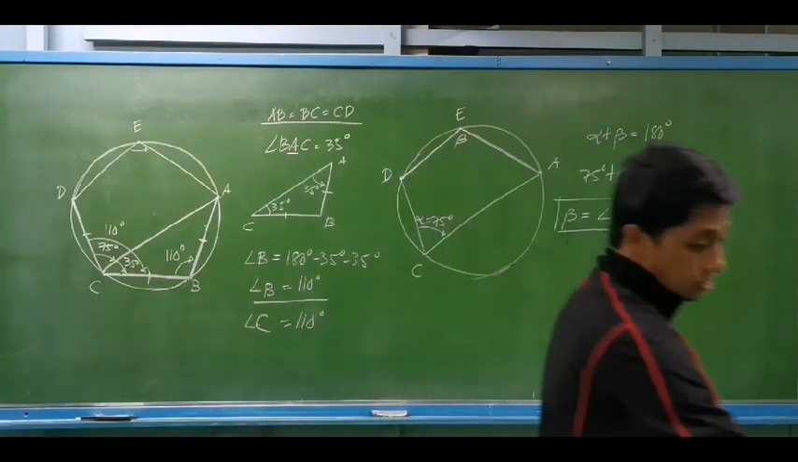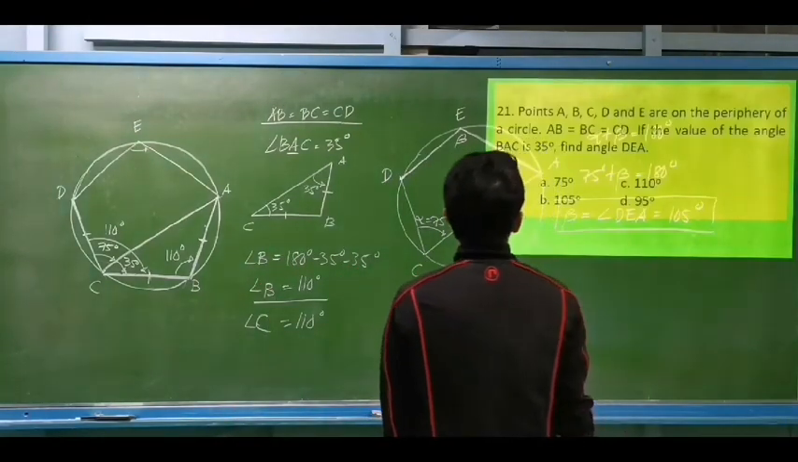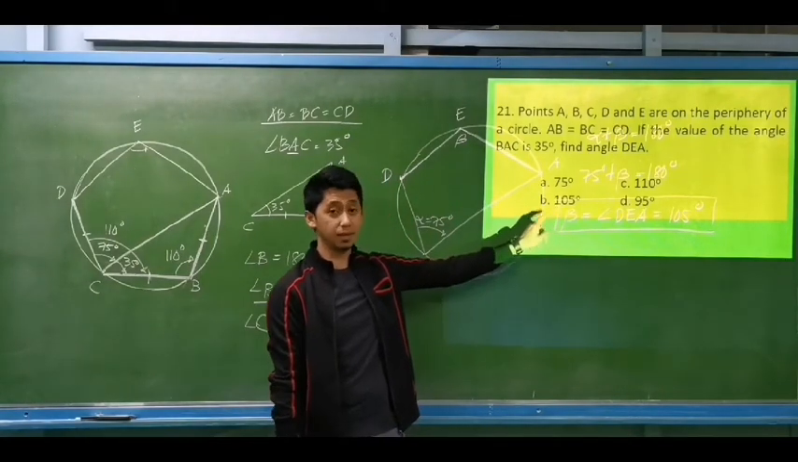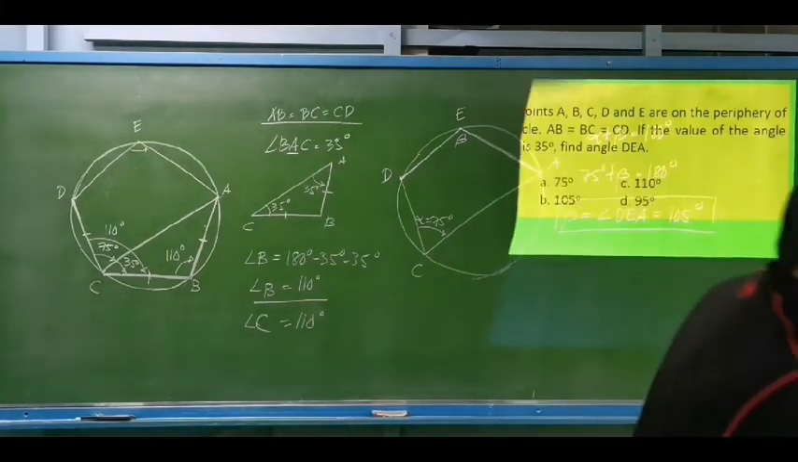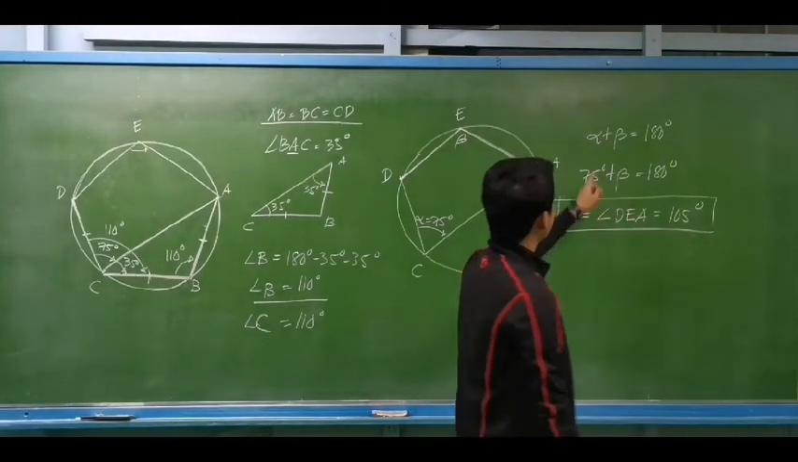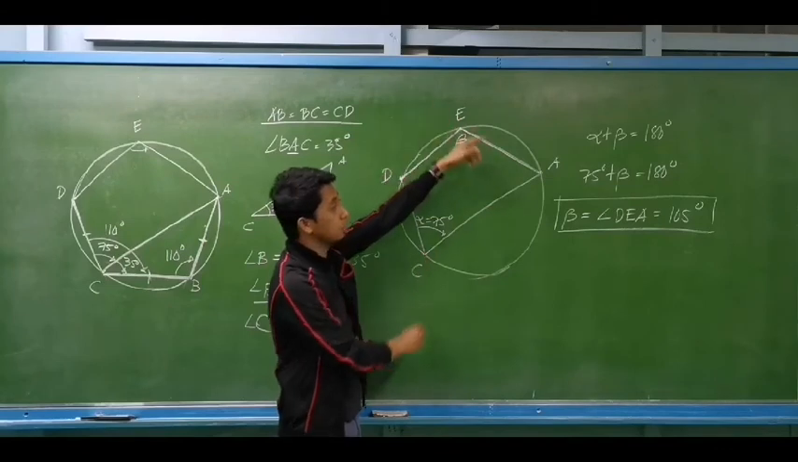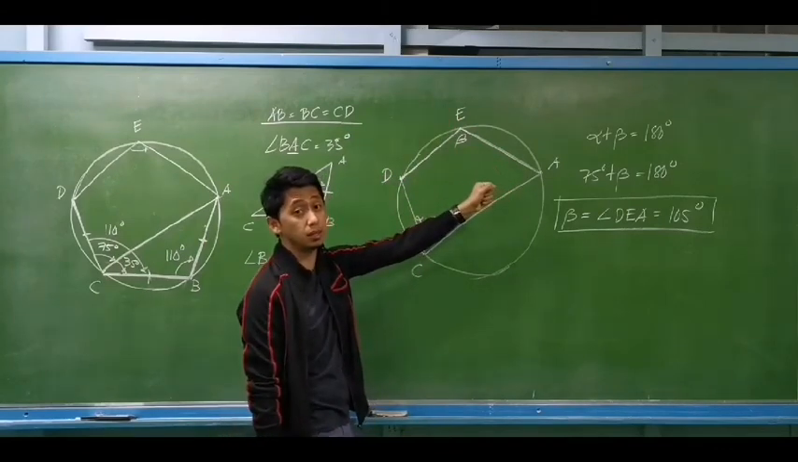Check natin sa choices. We have letter B for angle DEA, 105 degrees. Okay, kindly recall ito, yung peripheral angle theorem for cyclic quadrilateral. The sum of the opposite angle is always equal to 180 degrees.